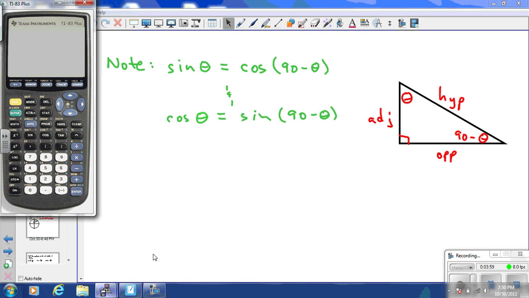Now, if I had changed over to radian mode, all right, now you'll notice that sine of 50 and cosine of 40, oops, let's go back up here. They're not the same things anymore. That's because 50 and 40 radians are not complements of each other.